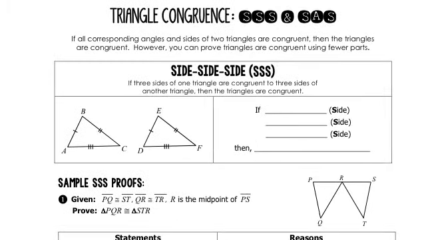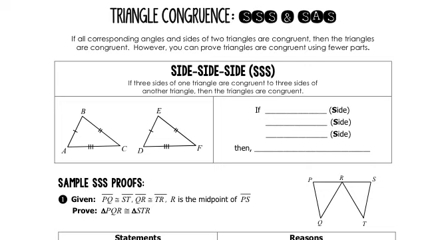Alright, so today we're going to talk about proofs with triangle congruence. We're going to start with side, side, side, and side, angle, side. So, if all corresponding angles and sides of two triangles are congruent, then the triangles are congruent. However, you can prove triangles are congruent using fewer parts. So, if three sides of one triangle are congruent to three sides of another triangle, then the triangles are congruent.